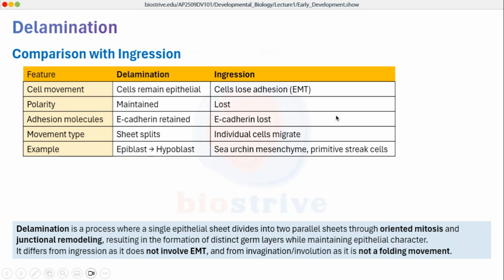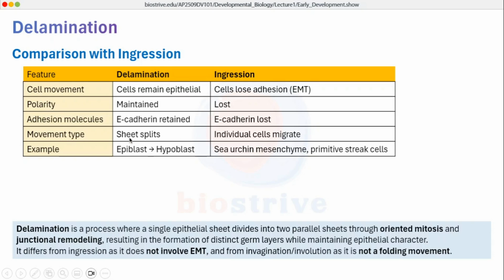If we compare the processes of ingression with delamination, in delamination the entire sheet will migrate. In ingression, the cells specifically lose their adhesion and lose their polarity, which is maintained, by the way, in delamination, and in ingression there is EMT. The polarity is maintained in delamination, and polarity is lost in ingression. The adhesion molecules, E-cadherin, are retained in delamination, whereas in ingression E-cadherin interactions will be lost, which will lead to separation of individual cells and their migration.